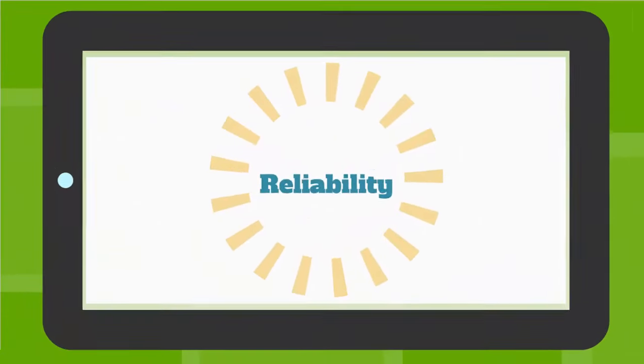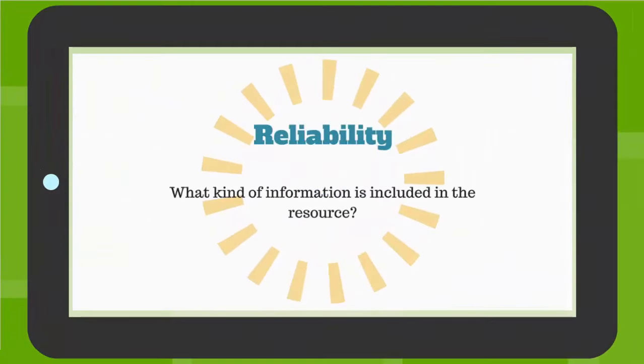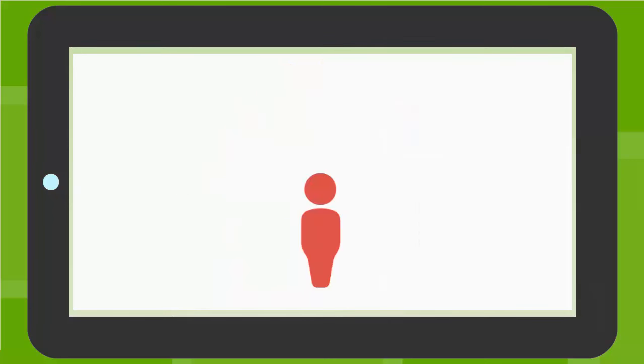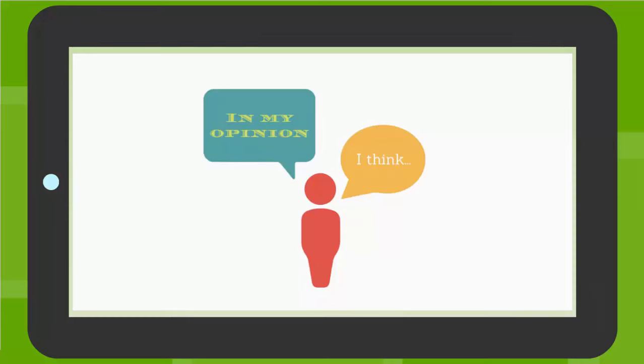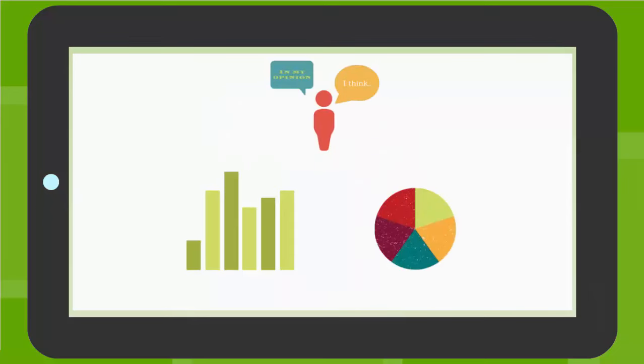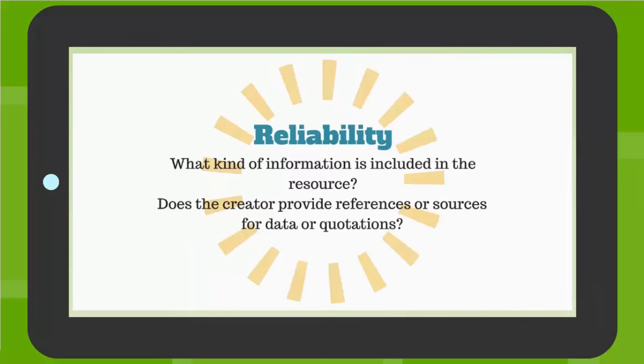Next, we have reliability. What kind of information is included in the resource? Pay attention to the type of information the author is providing. If you see a lot of statements that begin with "I think" or "in my opinion," then you're probably dealing with a source based on a person's opinion and not facts. Also check if the author is providing data to back up their claims. Are there charts or graphs? Does the creator provide references or sources for data or quotations?